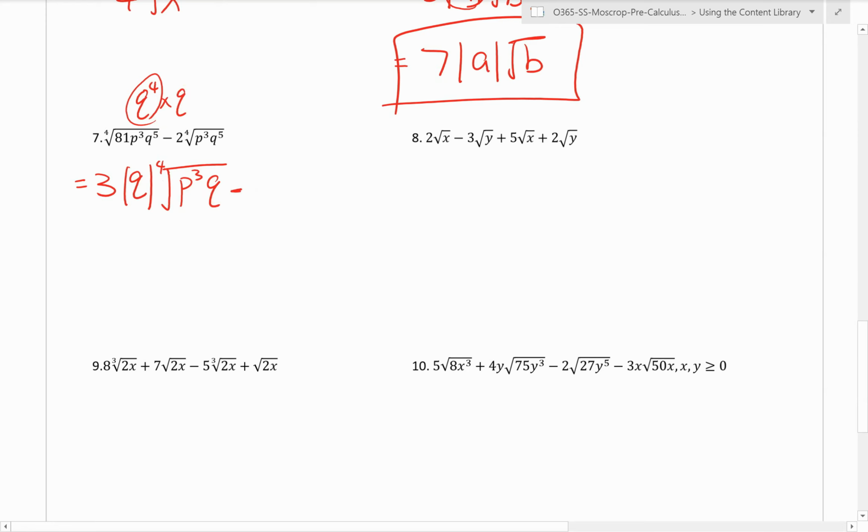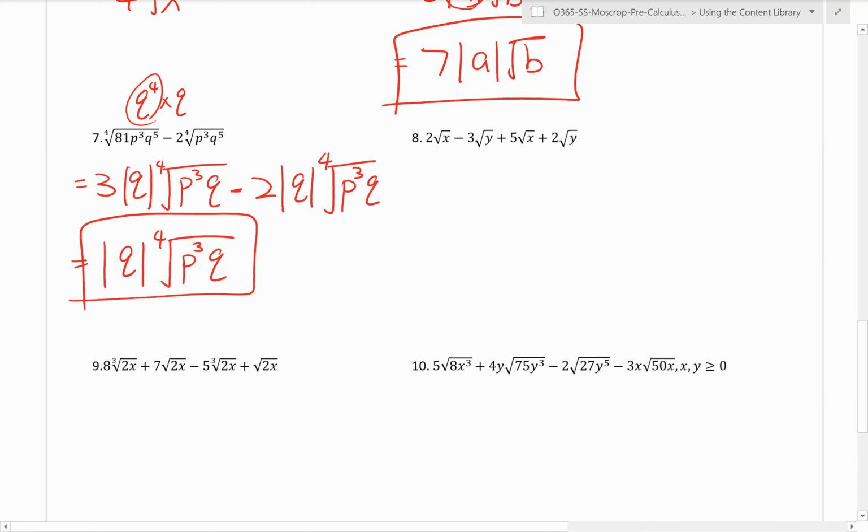Minus 2. Again, that's a fourth root of q to the power 5, so we can take out the absolute value q, and there's nothing we can do about the p cubed, so we have p cubed and a q there, same radicals, or like radicals I should say. 3 minus 2 is 1, so your final answer is absolute value of q times the fourth root of p cubed q.